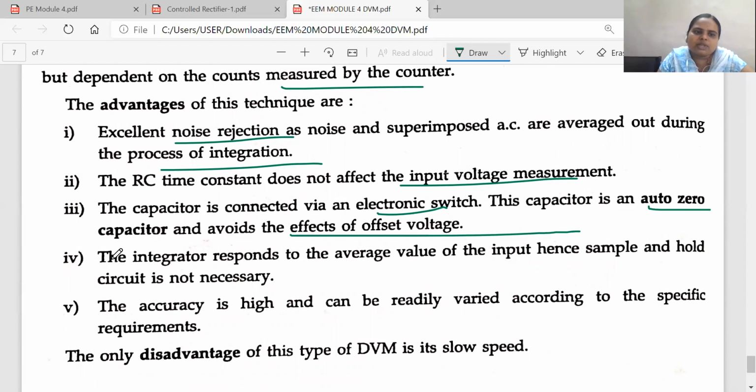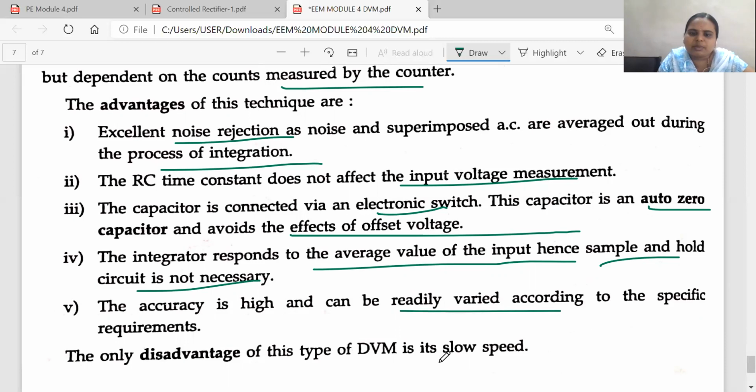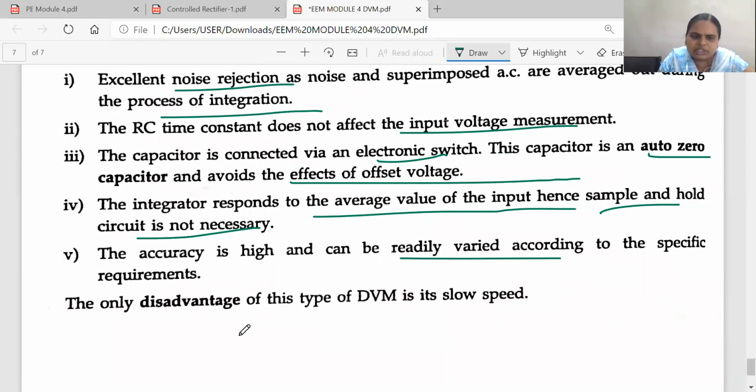The fourth one is that the integrator responds to the average value of the input. Hence, a sample and hold circuit is not necessary in this case. The accuracy is high and can be readily varied according to the specific requirement. The only disadvantage of this is its speed. The speed we can expect from this is somewhat slow compared to other devices.